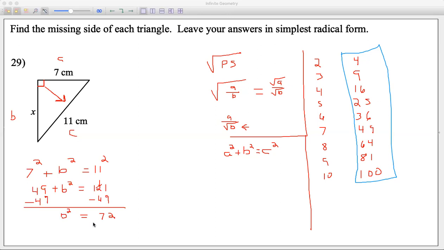Last step, take the square root of both sides. Square root of b squared is b. 72 can be written as 36 times 2. We like 72. I'm running out of space here. So let's see. B is equal to, the square root of 36 is 6. So B is equal to 6 root 2.